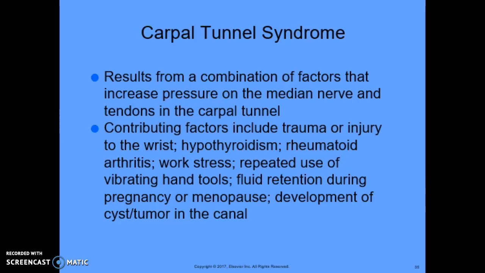Carpal tunnel syndrome. Carpal tunnel syndrome results from a combination of factors that increase pressure on the median nerve and tendons in the carpal tunnel. Contributing factors include trauma or injury to the wrist, hypothyroidism, rheumatoid arthritis, work stress, repeated use of vibrating hand tools, fluid retention during pregnancy or menopause, or development of a cyst or tumor in the canal. A complete physical examination and routine laboratory tests are needed to rule out diabetes, arthritis, and fractures.